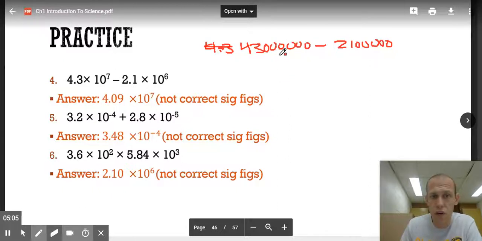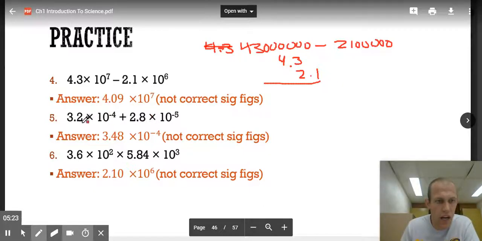If you wanted to do the quicker way, it'd be 4.3. There's a bunch of zeros after that. And then 2.1 doesn't have as many. It has one less zero, so it'd line up like that. And then you would just do your subtraction. You get out 409 times 10 to the 7th either way.